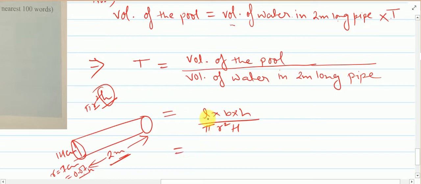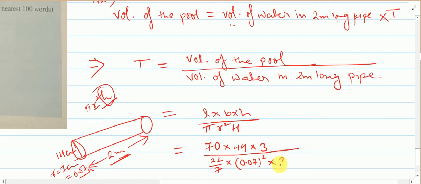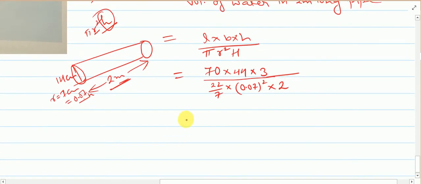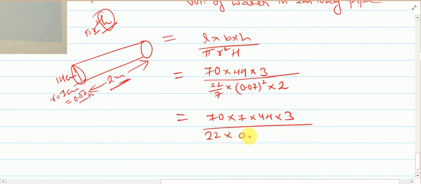So now substitute the values. So length for the pool is 70 meter, breadth is 44 meter, and height is 3 meter, okay. And here 22 by 7, r will be 0.07 squared, and here height means this 2 meter. Now we will simplify this. So this 7 will go in the numerator, so we get 70 into 7 into 44 into 3, and here 22 into 0.07 into 0.07 into 2.